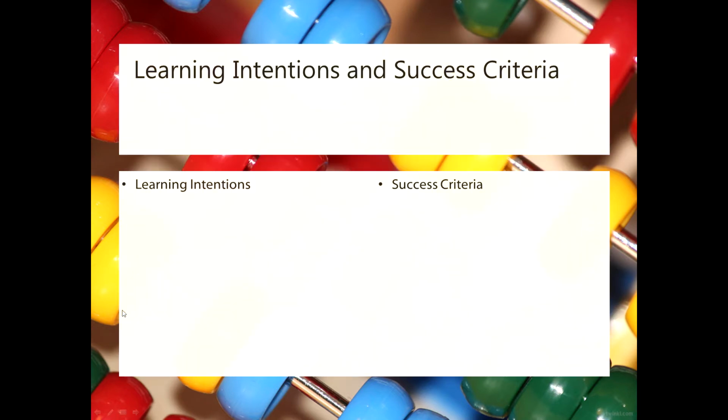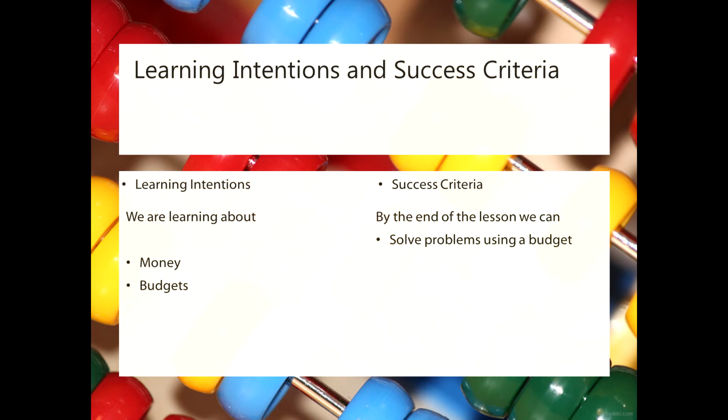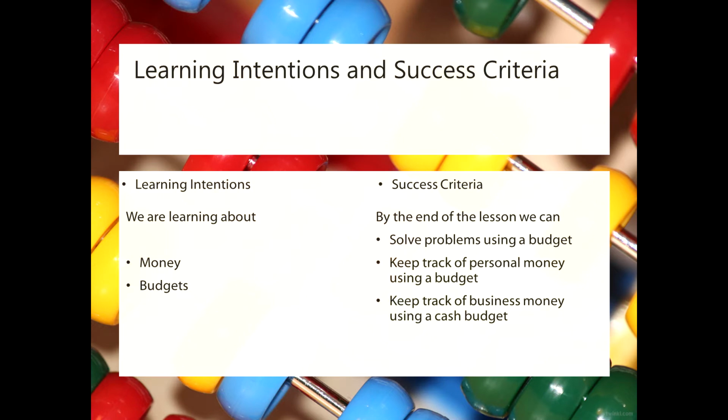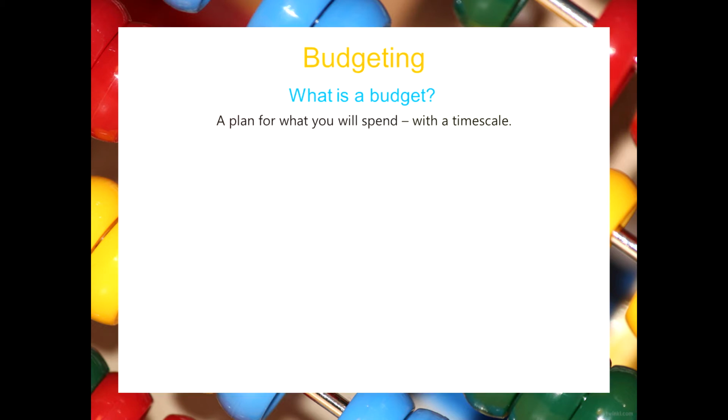we've got our learning intention and success criteria. This week we are learning about money and budgets. Our success criteria: by the end of the lesson we can solve problems using a budget, keep track of personal money using a budget, and keep track of business money using a cash budget.